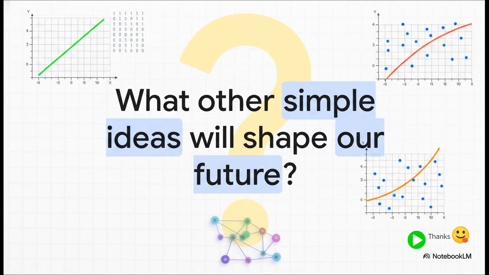And that's what's so amazing to me. An idea as simple as just turn the negative numbers into zero is a foundational pillar of all of modern AI. It just proves that sometimes the most revolutionary ideas are the simplest ones. And that kind of makes you wonder, what other simple ideas are out there waiting to shape our future?